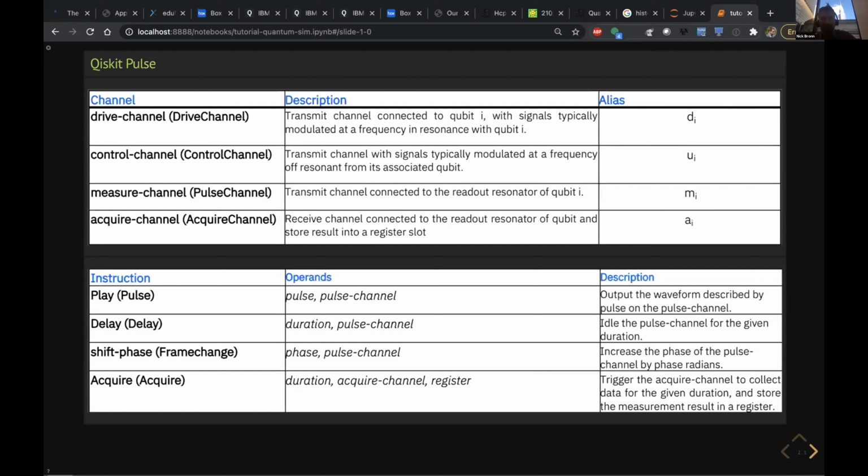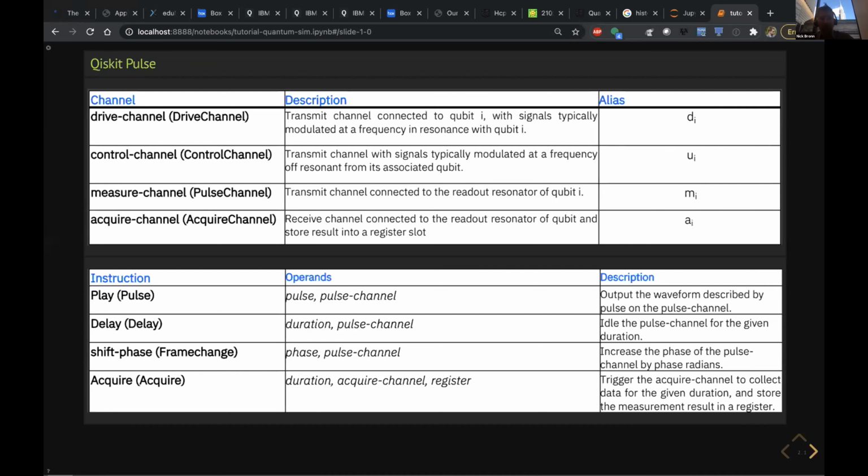And so the kinds of instructions you can play on these channels are the kinds of things you would like to do. You'd like to play pulses, so you can generate any kind of pulse waveform you have, with the limits being the electronics that we offer. You can have delays between these pulses, for example. You can also do frame changes, which shifts the relative phase of the pulses, which in a way gives you a virtual Z rotation. Instead of actually doing physical pulses, we can do those in software.